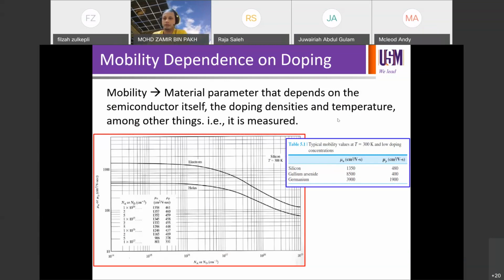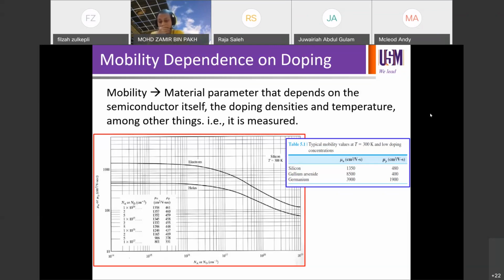Good, drift and diffusion. Okay, so in order for drift to happen, what is the requirement? Okay, good, electric field. You need to have electric field in order for you to have drift. So how about the other one? Diffusion. What is required for diffusion to take place? Concentration gradient, yes, good.